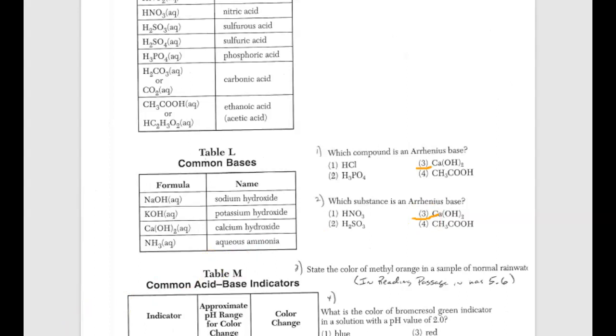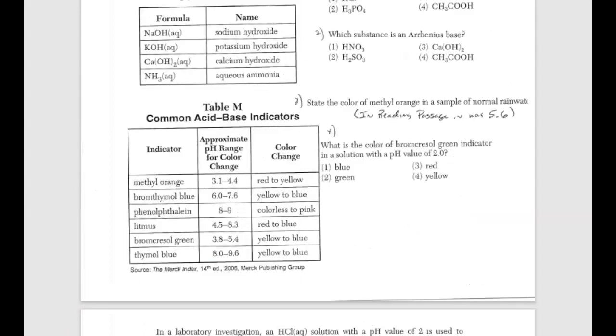Let's check out some indicator questions. All right, in question 3 here, state the color of methyl orange in a sample of normal rainwater. Now, I wrote this in parentheses. It was from a reading passage. The pH was 5.6. Anything that has to do with acid-base indicators, and it has some of these funky names like methyl orange, bromcresol green, bromthymol blue, go to reference table M.